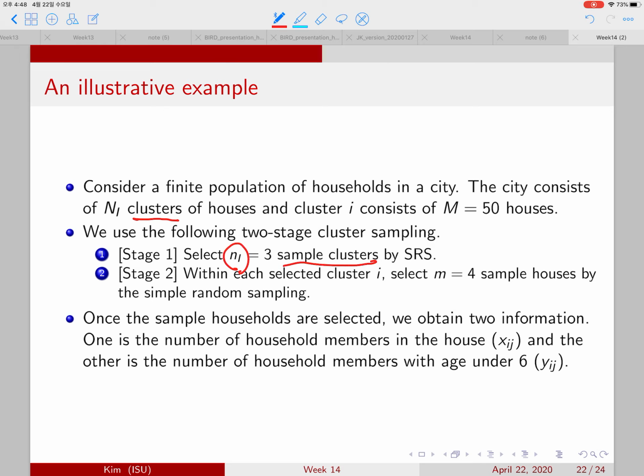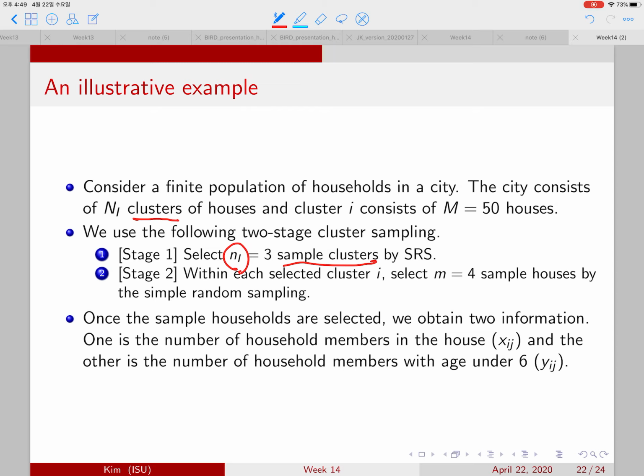Here we just use simple random sampling, and then within each selected cluster i, I select m equal 4 sample houses by simple random sampling. This is a typical case for your household surveys. The city is decomposed into many blocks, which are clusters of similar sizes, and the sampling of the houses is done in 2 stages as above.